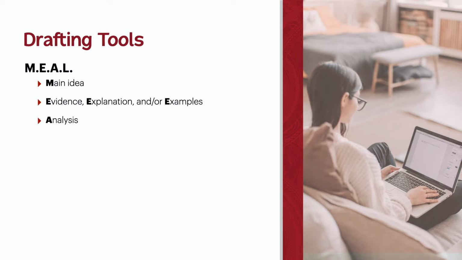After that comes the analysis. This is your personal interpretation of the evidence, explanation, and/or example. Help readers to make the connection between your E-word and your main idea. The goal is to explain the significance of the point you're making. Last is link. This portion usually comes towards the end of your paragraph or section. The aim is to link your reader back to your overarching thesis. Explain how this paragraph supports your thesis statement.